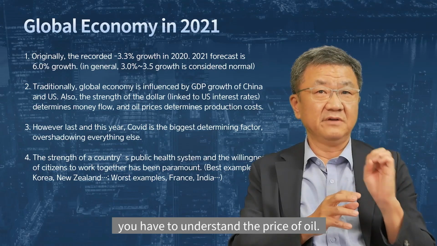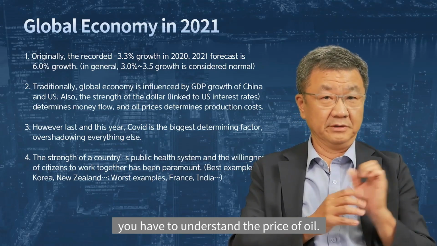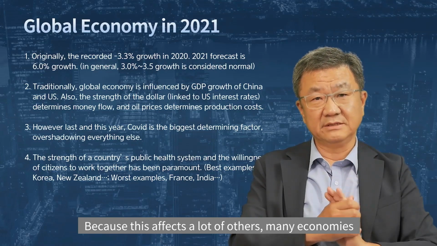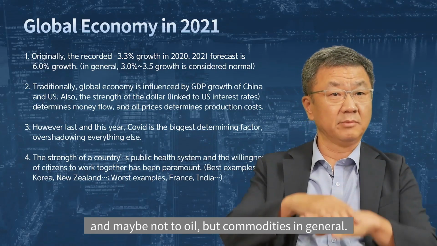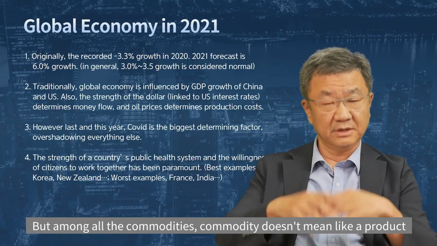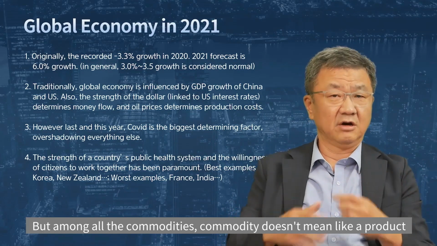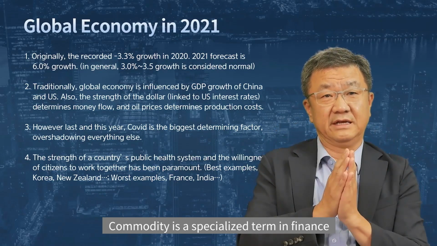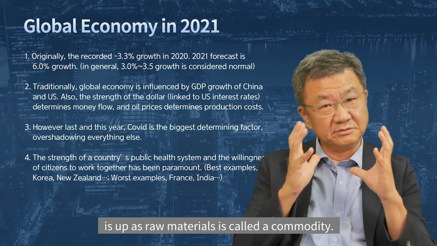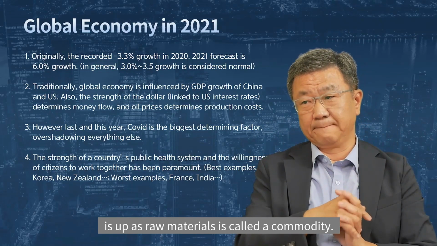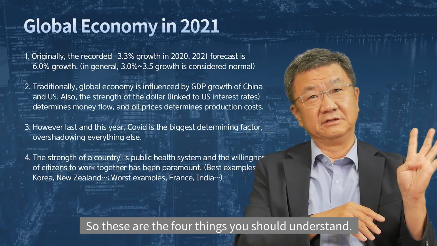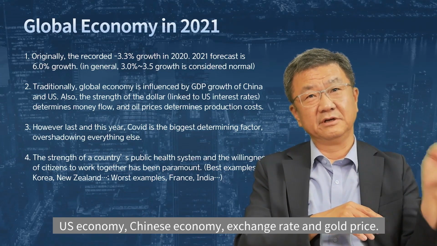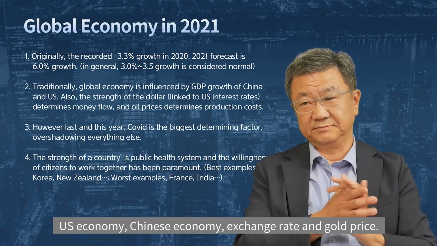And fourthly, you have to understand the price of oil, because this affects lots of other economies, and maybe not just oil, but commodities in general. A commodity doesn't mean a product. Commodity is a specialized term in finance. It's raw materials. It's called a commodity. Okay. So these are the four things you should understand: the U.S. economy, the Chinese economy, the exchange rate, and oil prices.